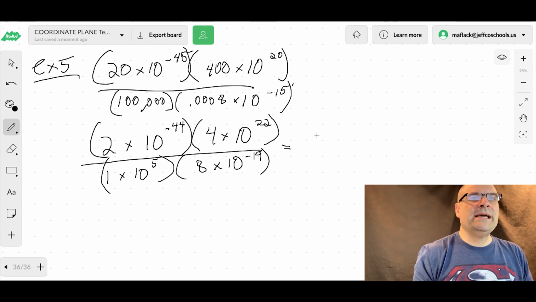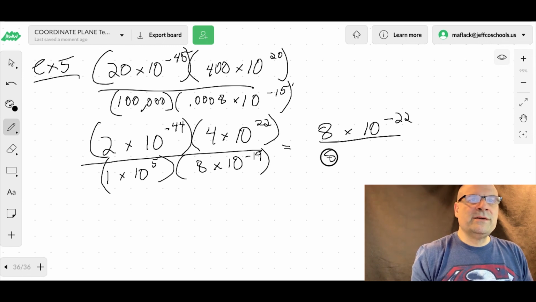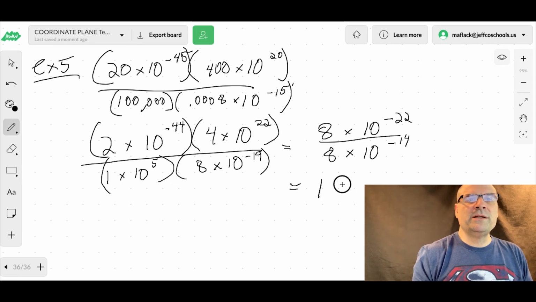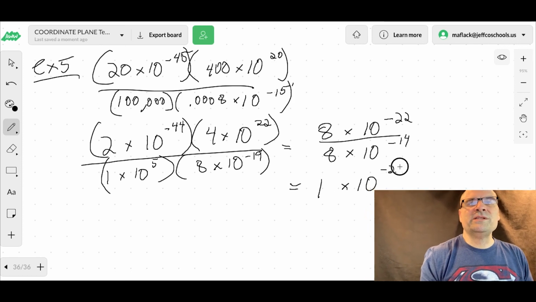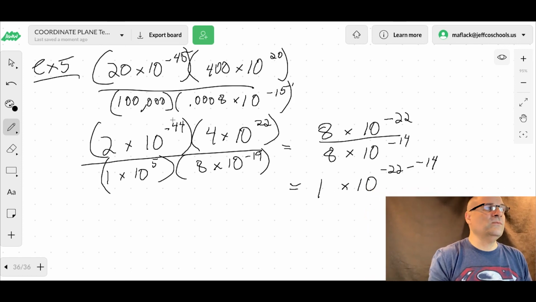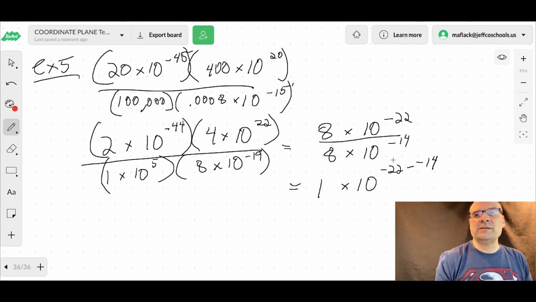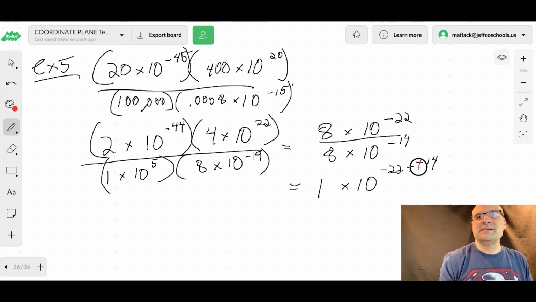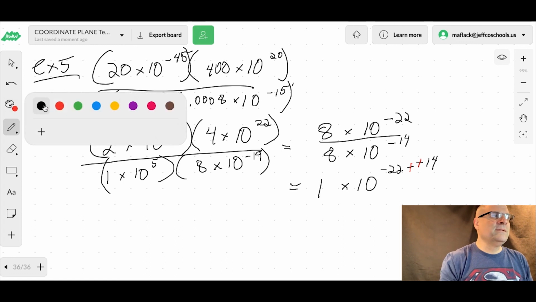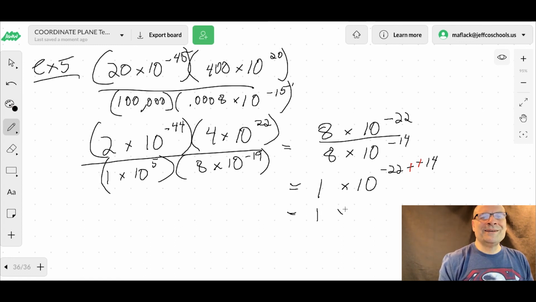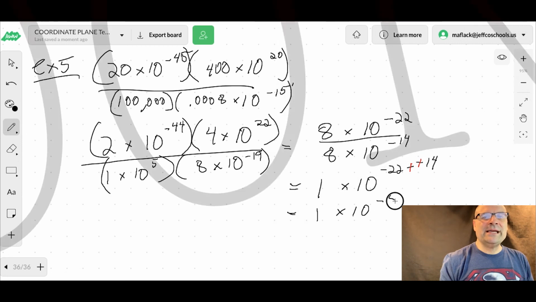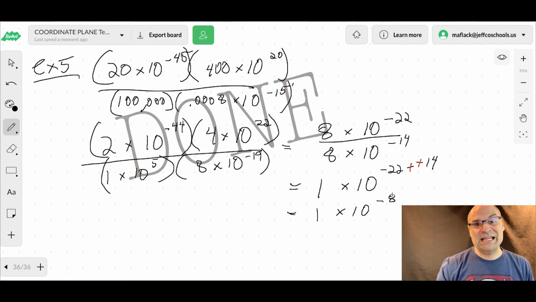Okay, so what do we get? We get 8 times 10 to the negative 22. Add those exponents together. Add these exponents together. 8 times 10 to the negative 14th. Okay, so this becomes a 1. 8 divided by 8 is 1. And then 10 to the negative 22 minus negative 14. Whoa, that's a lot of subtracting of negatives. So plus positive. So this ends up being 1 times 10 to the negative 8. Is that what you got? That's what I got.